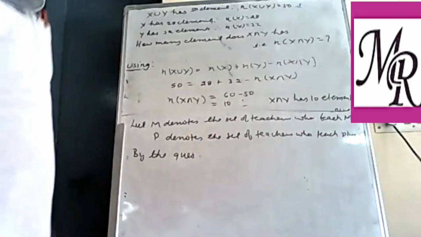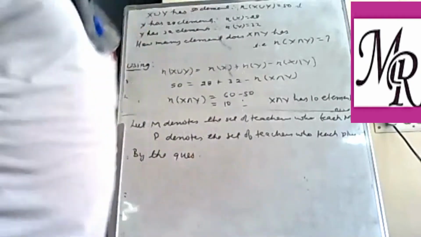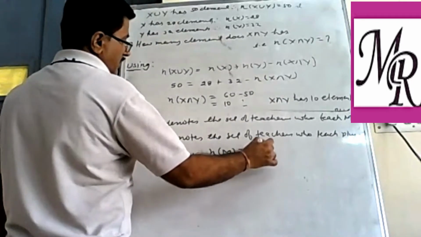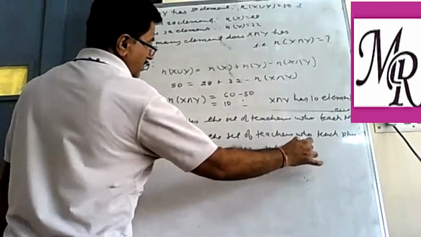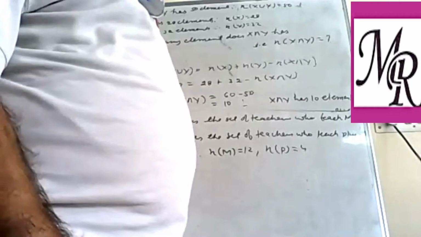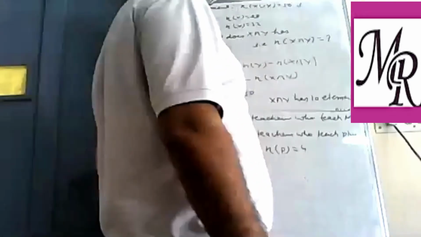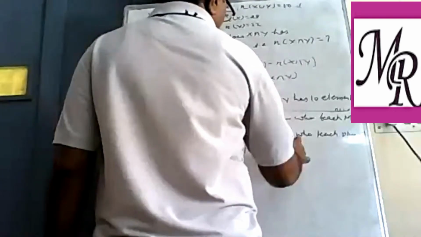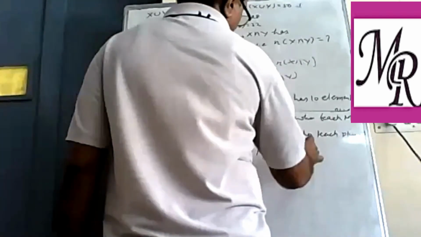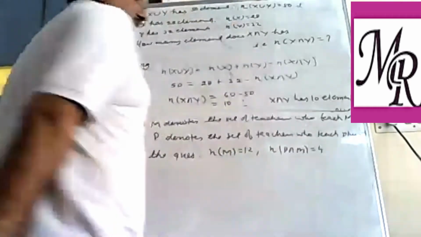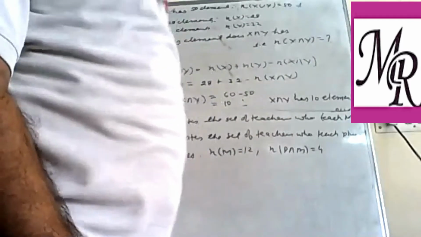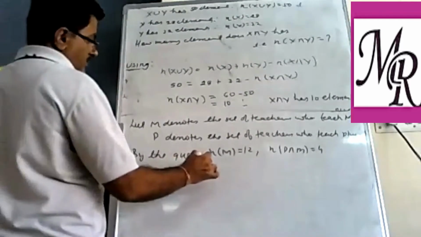We are given that 12 teachers teach mathematics. So number of teachers for mathematics is 12. Number of physics teachers, 4 both. Now both means their intersection. Here both means number of teachers who teach both mathematics as well as physics. That is 4, given. And 20 teachers who teach mathematics or physics, so or means union.